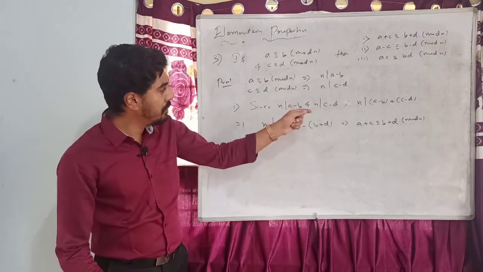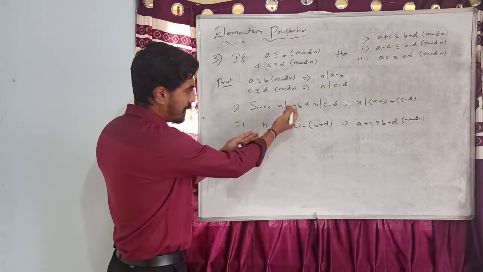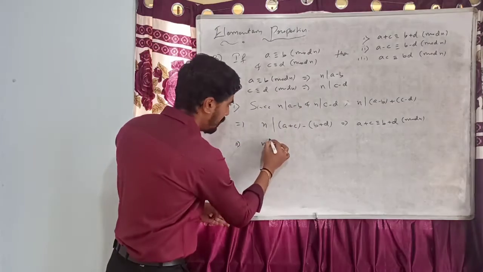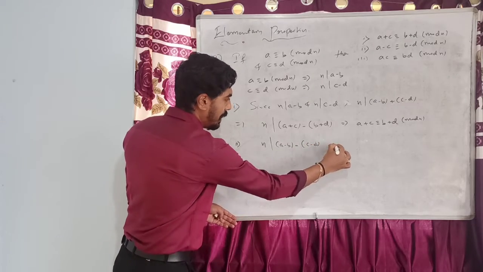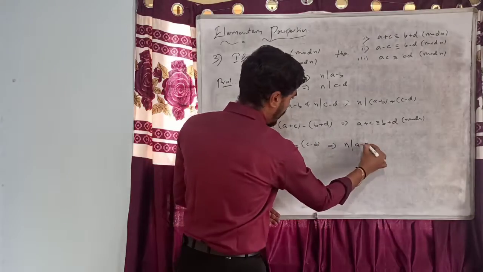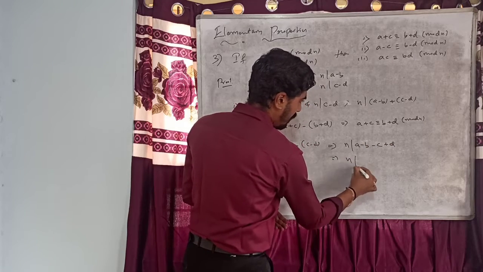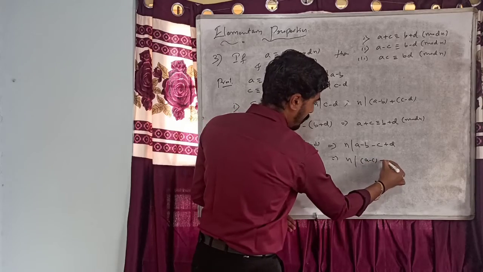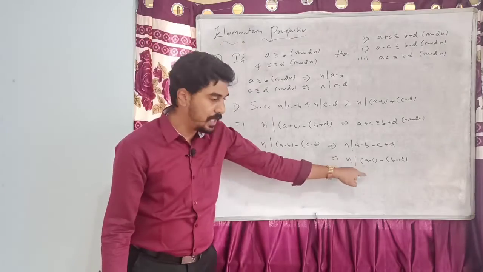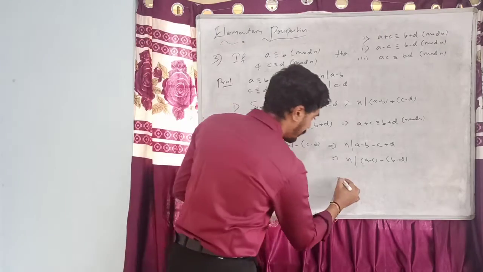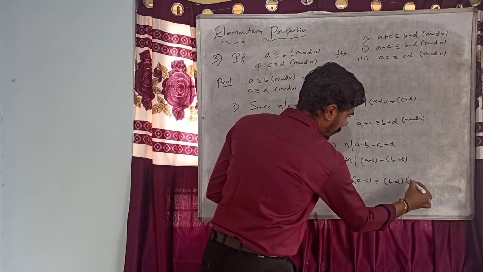To prove the second property, we just subtract these two. Since n divides A minus B and n divides C minus D, n divides (A minus B) minus (C minus D). This can be rewritten as n divides A minus B minus C plus D, or n divides (A minus C) minus (B minus D), and hence A minus C is congruent to B minus D modulo n.